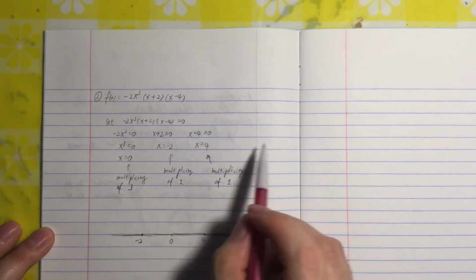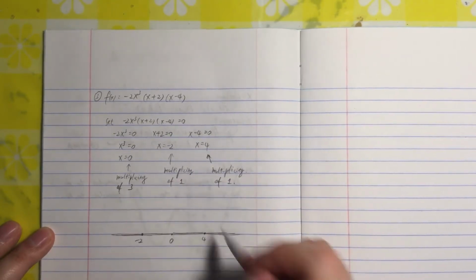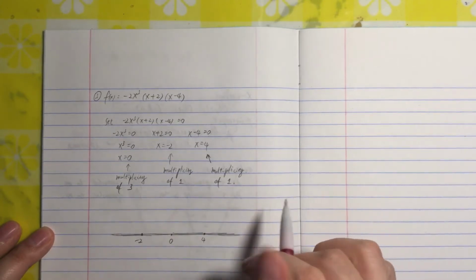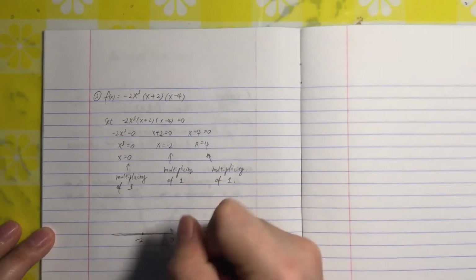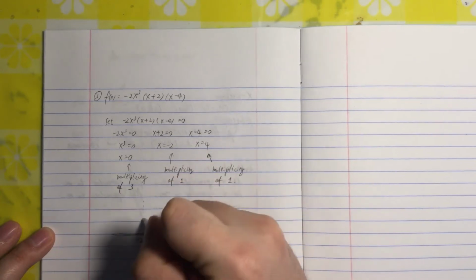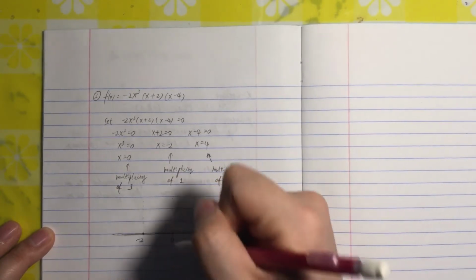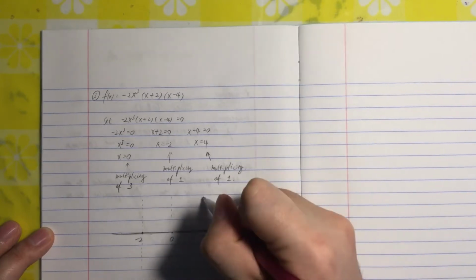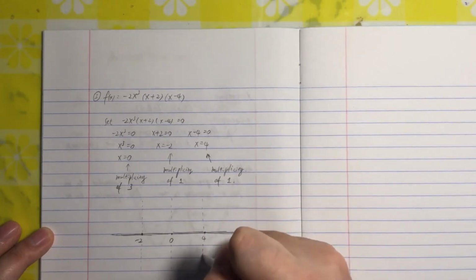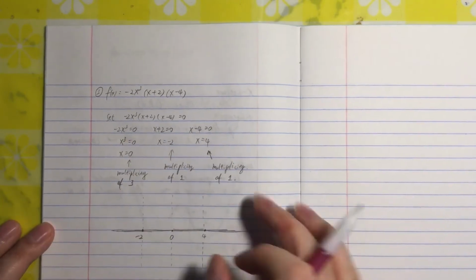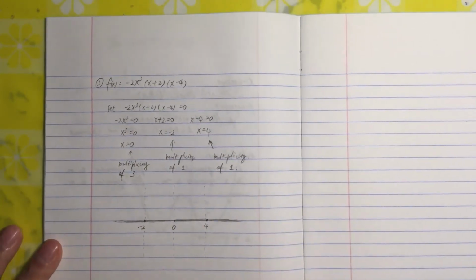Put these 3 zeros on the number line in order: negative 2, 0, and 4. If I cut the number line 3 times, I cut it into 4 regions. Then pick a test number on each region.